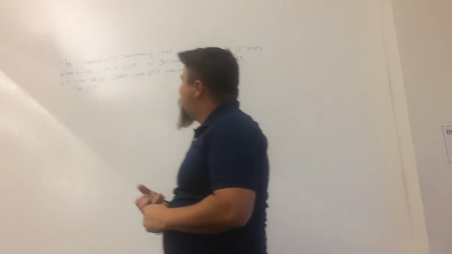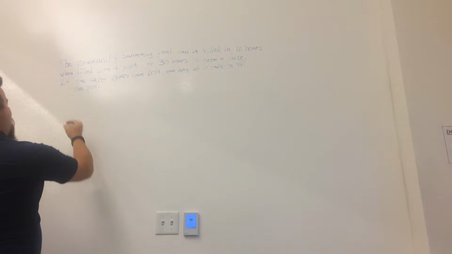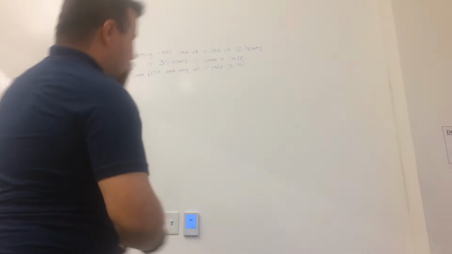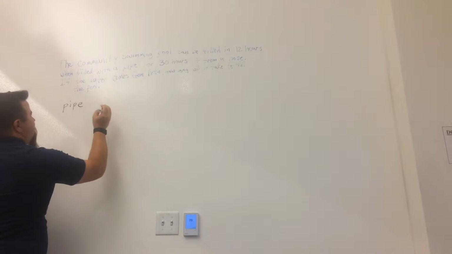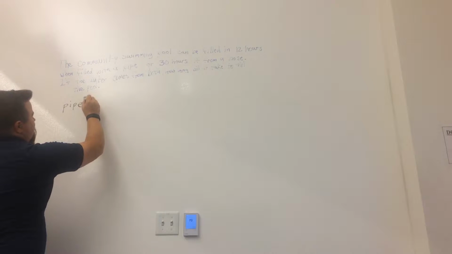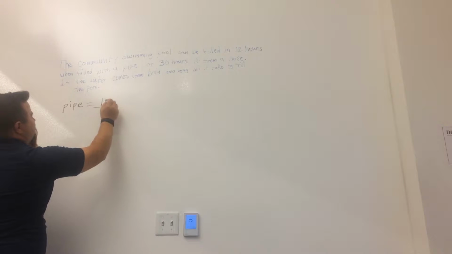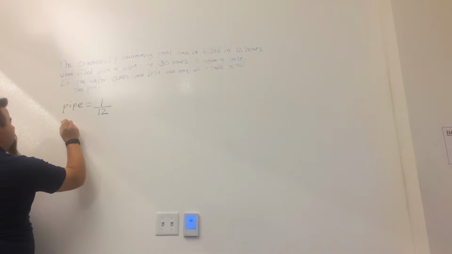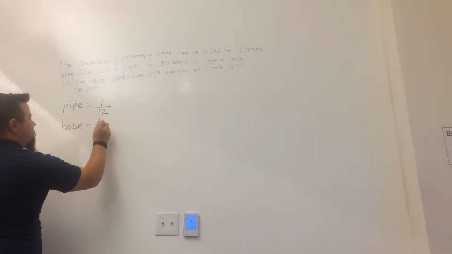Alright, so we have the pipe, which gets us one job per 12 hours. Okay? And then the hose gets us one job per the 30 hours.